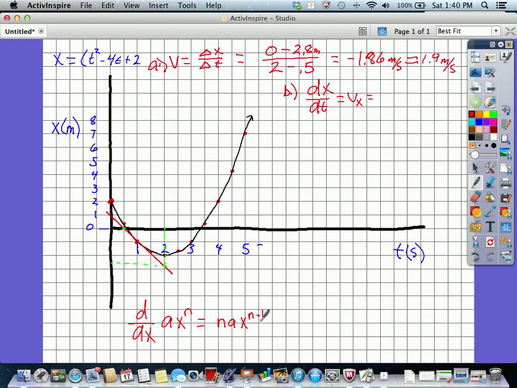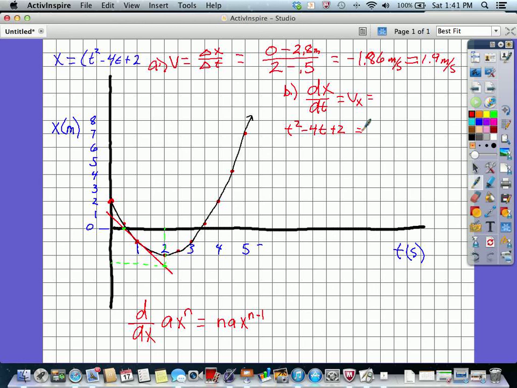So let's see what that looks like, because we have our function here, t squared minus 4t plus 2. We're going to take the derivative of that, and that equals the velocity of this particular unit. So let's go ahead and do that.